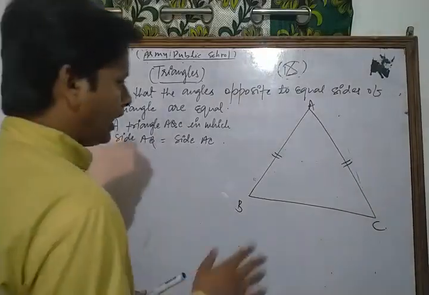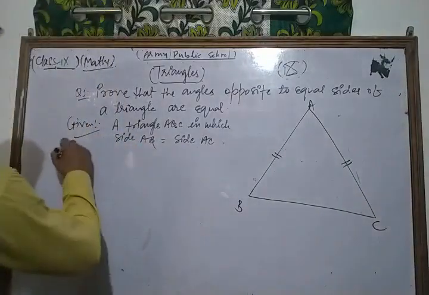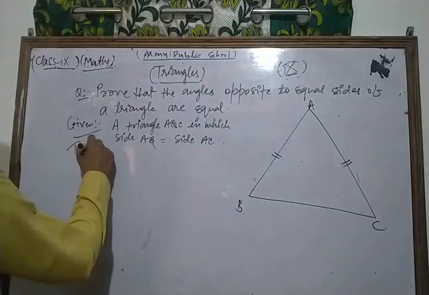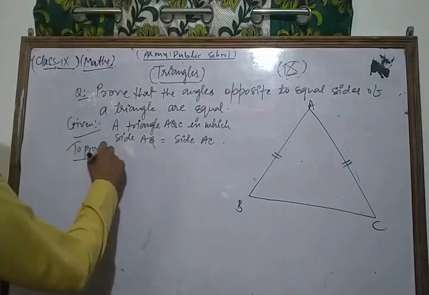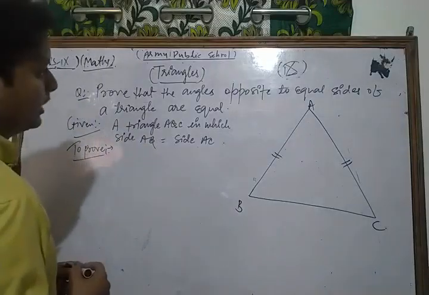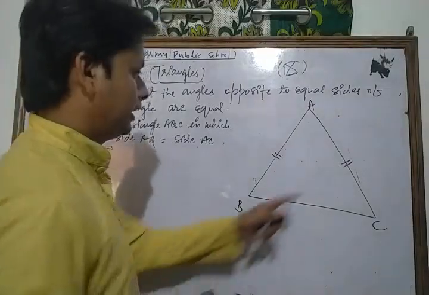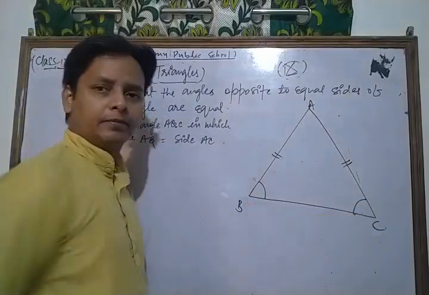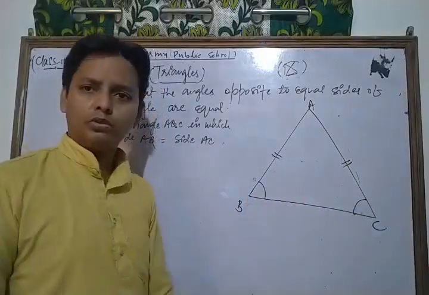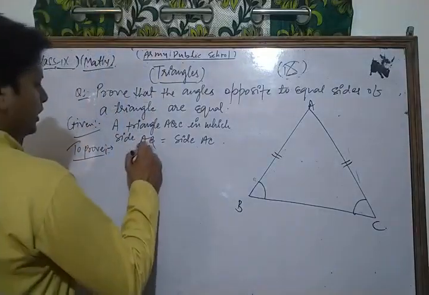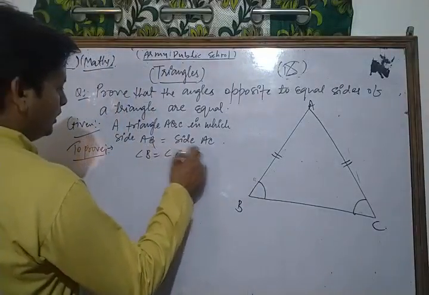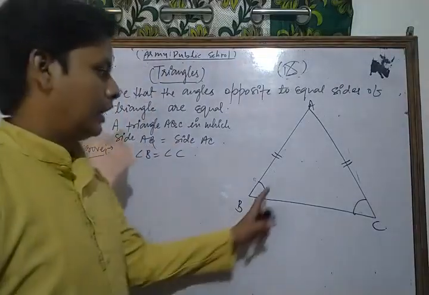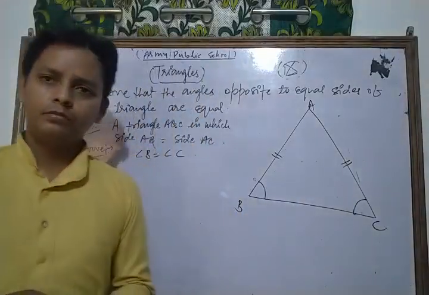And we have to prove what? Prove that the angles opposite to equal sides are equal. The angles opposite to equal sides are angle B and angle C, so we have to show that angle B is equal to angle C.